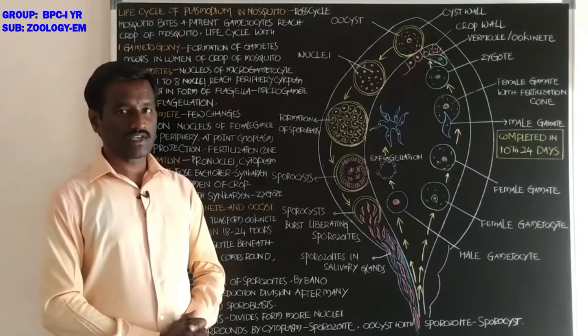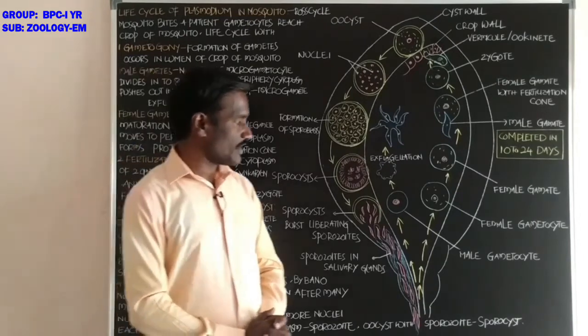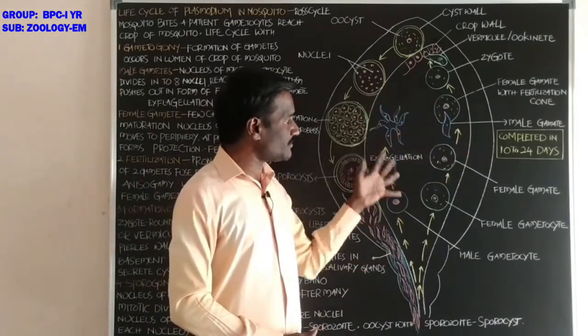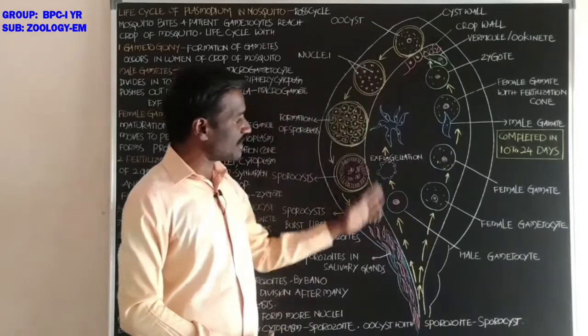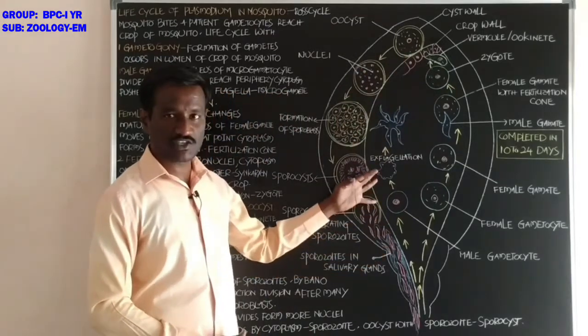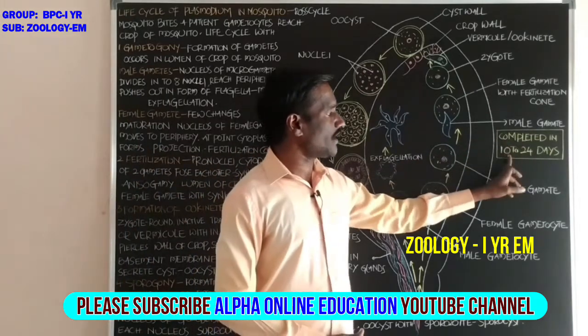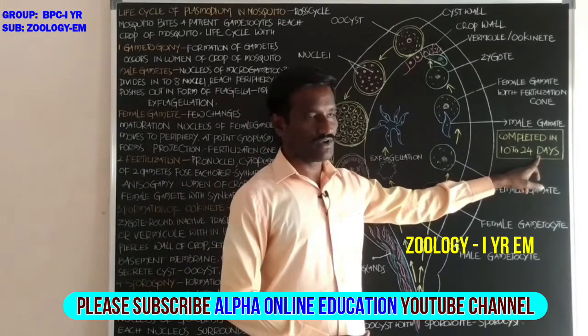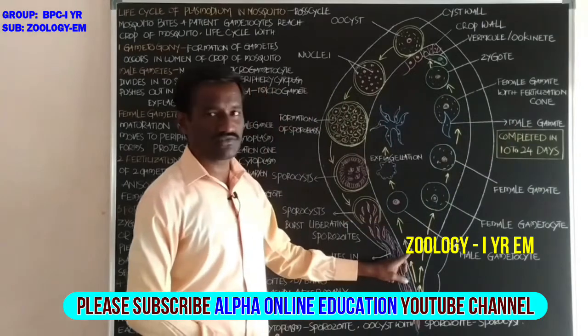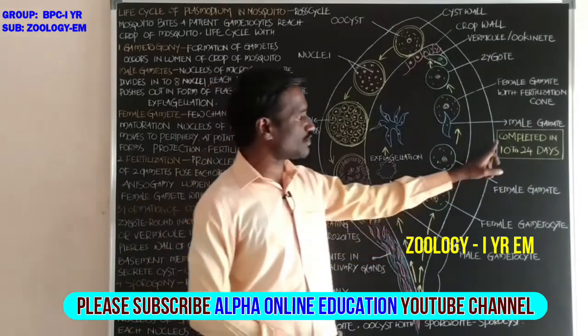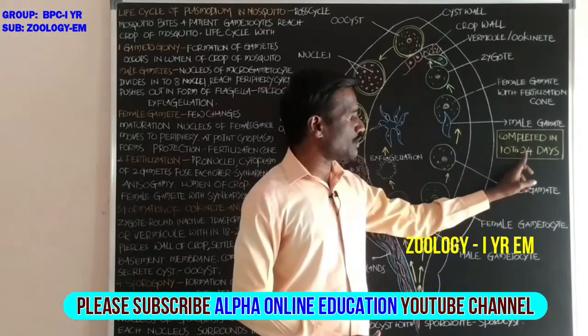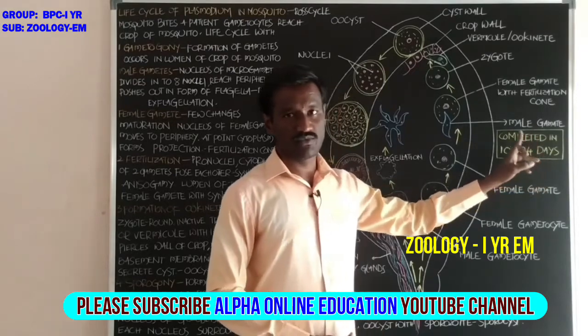to complete its asexual life cycle. And the entire sexual life cycle in the female Anopheles mosquito is completed in 10 to 24 days. Okay, students?